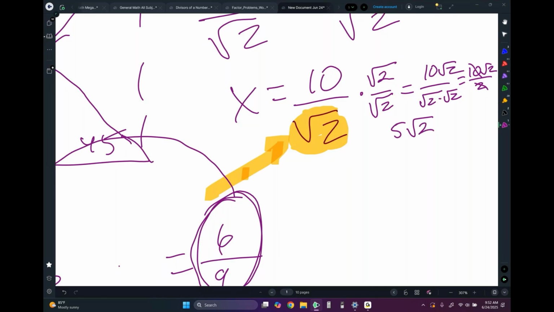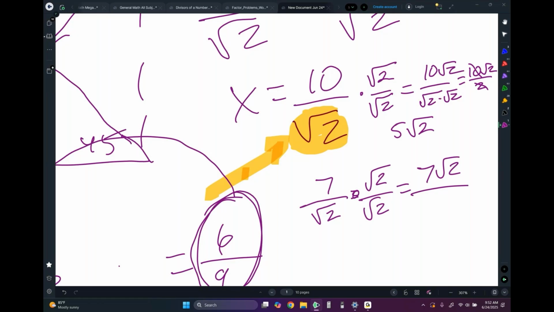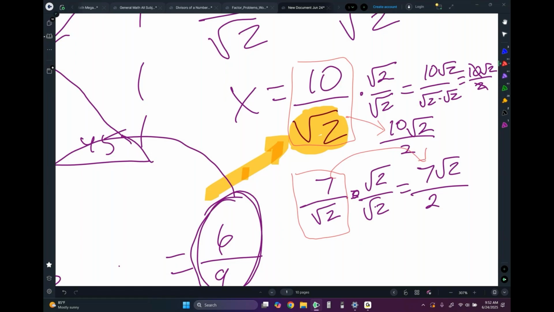Now let's do it again. What if it was 7 over root 2? We'd multiply by root 2 over root 2 and we'd get 7 root 2 over root 2 times root 2, which is root 4. Root 4 is 2. So we'd get 7 root 2 over 2. Let's see if you can see the pattern. When it's 10 over root 2, it became 10 root 2 over 2. When it was 7 over root 2, it became 7 root 2 over 2.